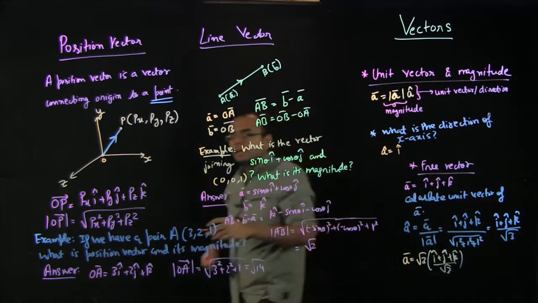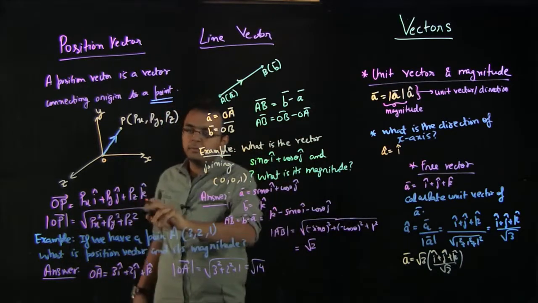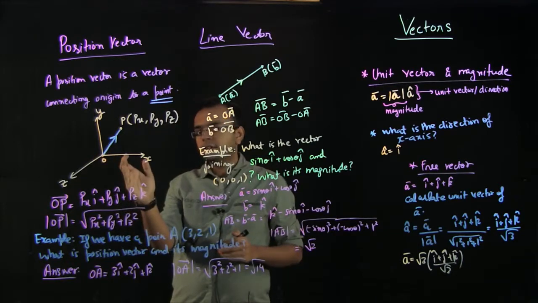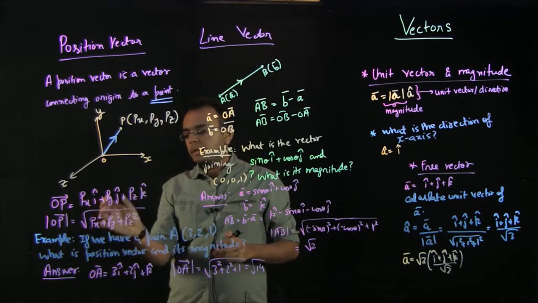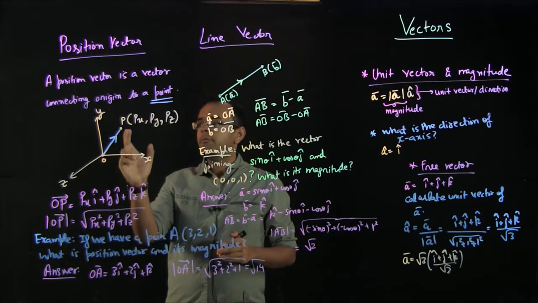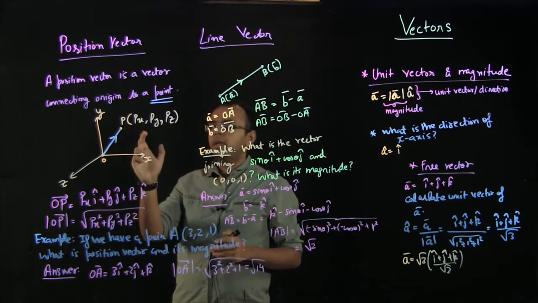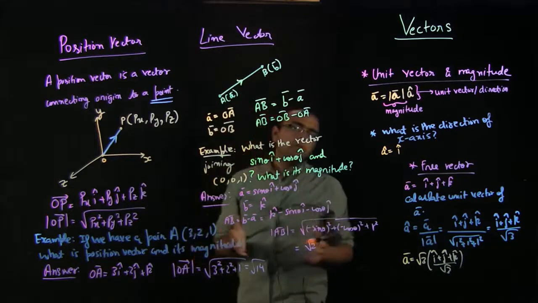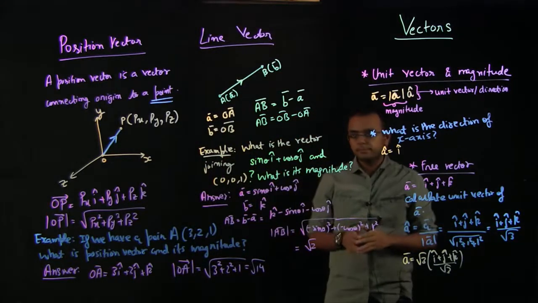So whenever I write something like px I cap plus py j cap plus pz k cap, it means that I have moved px in the x direction, I cap, and then I have added something, and I have moved py in the j direction, and then I have moved pz in the k direction. So that is how you define direction by unit vectors.